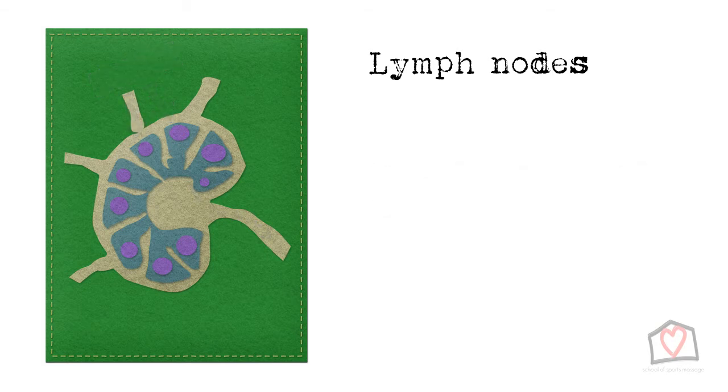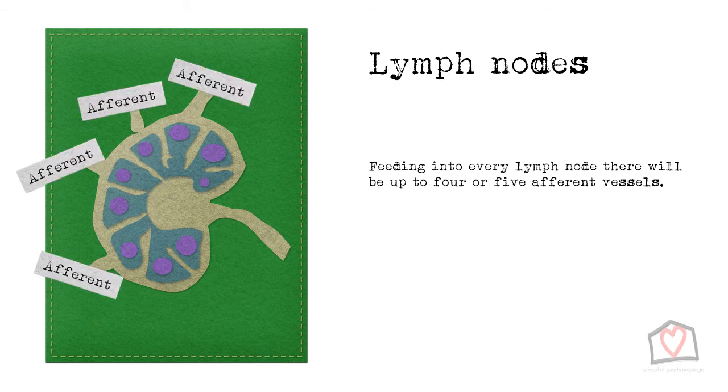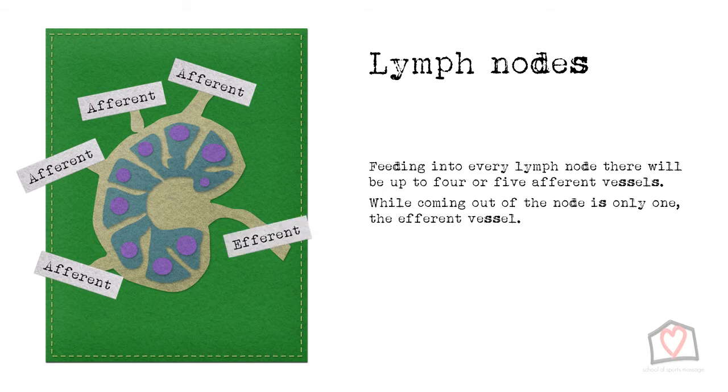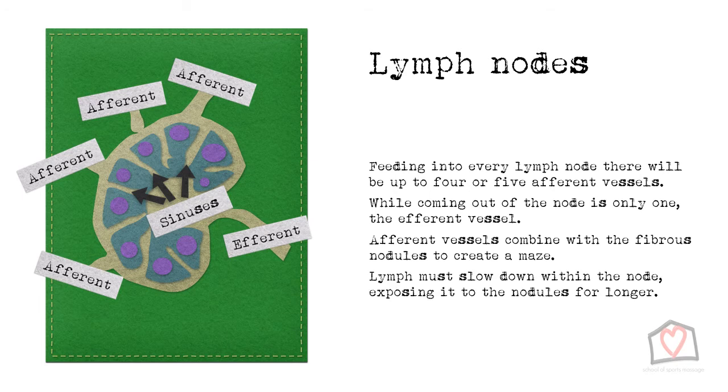In order to effectively filter the lymph, there are a series of adaptations. Feeding into every lymph node, there will be up to 4 or 5 vessels. These are afferent vessels, while coming out of the node is only one, the efferent vessel. With the incoming afferent vessels combined with the fibrous nodules, this effectively creates a maze. We call these sections sinuses. Both of these things mean that lymph must slow down within the node, exposing it to the nodules for longer.